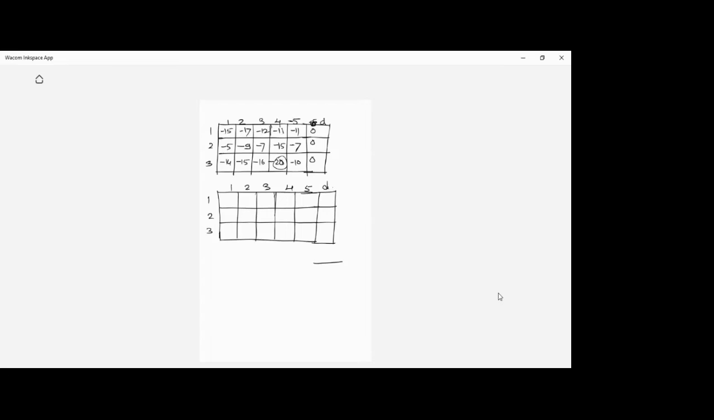So minus 15 plus 20 is 5, minus 17 plus 20 is 3, minus 12 plus 20 is 8, minus 11 plus 20 is 9, minus 11 plus 20 is 9, and 0 plus 20 is 20. So here it will be 20, 20, 20. Here it will be 15, 11, 13, 5, 13. Here it will be 6, 5, 4, 0, and here it will be 10.